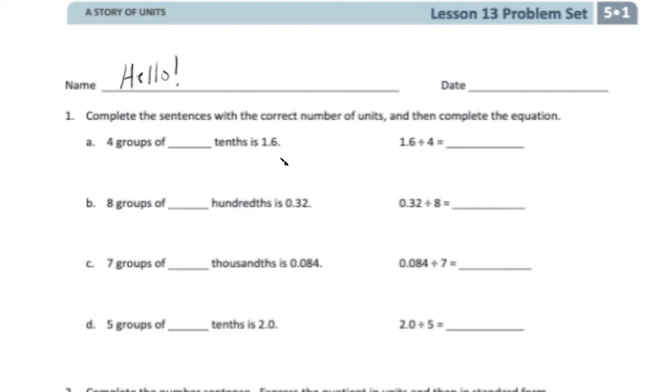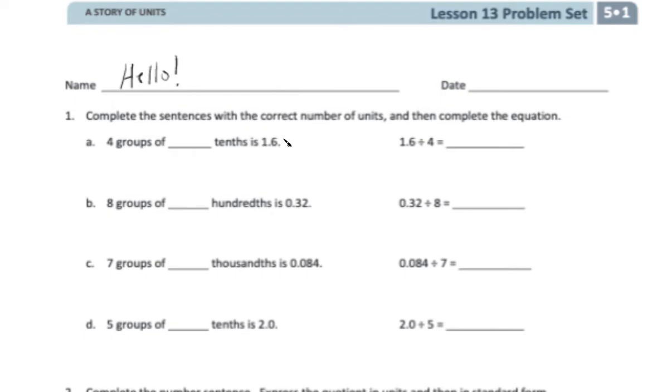Now, looking at number 1A. Over here it says 4 groups of an unknown number of tenths is 1.6. And over here it says 1.6 divided by 4 is equal to what? Over here we're looking for a quotient. Over here, we're looking for the divisor, right? Actually, the 4 would be the divisor. We're looking for the dividend.